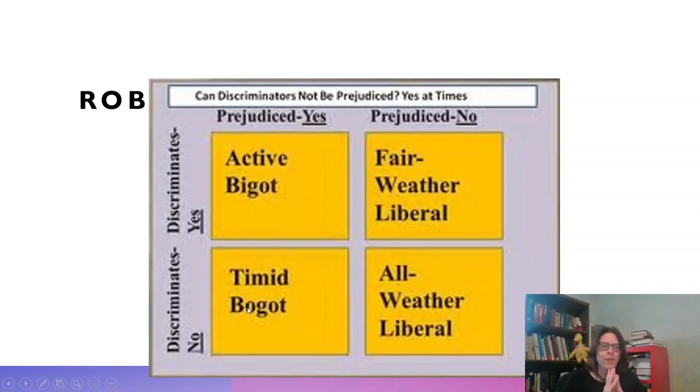So if you are a prejudiced person and you discriminate, you are an active bigot. If you are not prejudiced and you discriminate, you're a fair weather liberal. And if you are prejudiced and you don't discriminate, you're a timid bigot. Maybe you think that nobody's going to come to your shop, you're going to get bad reviews, and you're not allowed to discriminate, so you won't, but you won't be happy about it. And then the all-weather liberal: you are not prejudiced and you're not discriminating. So you can be prejudiced, not prejudiced, and discriminate. You can be prejudiced and not discriminate.